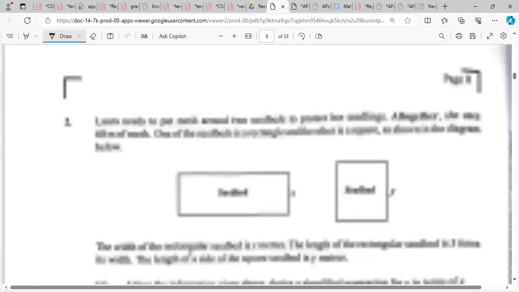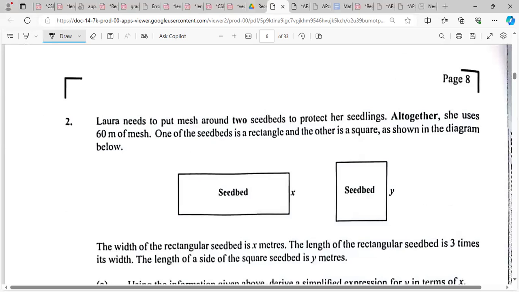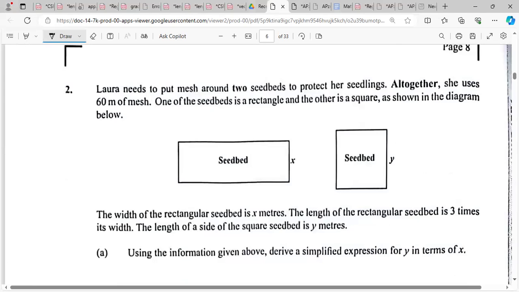Only done number 1, guys. First 11 marks. Alright. So Lara needs to put mesh around 2 seedbeds to protect her seedlings. Altogether, she uses 60 meters of mesh. One of the seedbeds is rectangular and the other is a square as shown in the diagram below. Alright, cool. It says the width of the rectangular seedbed in meters is x meters.